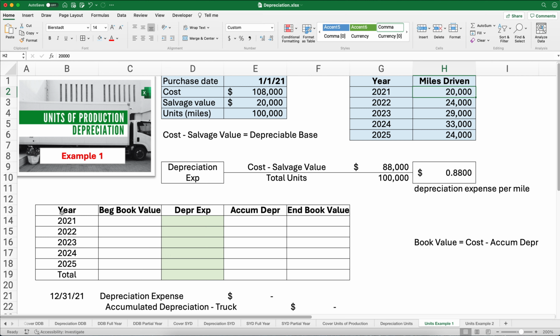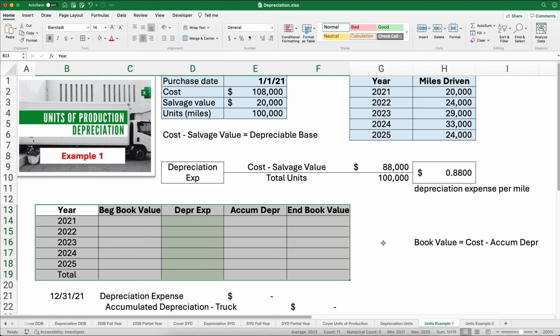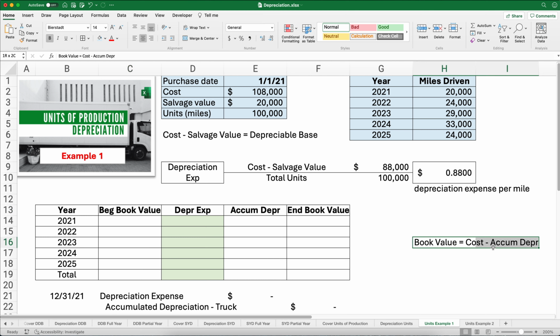So we need to set up a little schedule here, so a little depreciation schedule or depreciation table. So I've got it for 5 years because that's the years that we have. We're going to do book value, the beginning book value. And what is book value? Book value is the cost minus the accumulated depreciation. So the original cost minus the accumulated depreciation is book value.